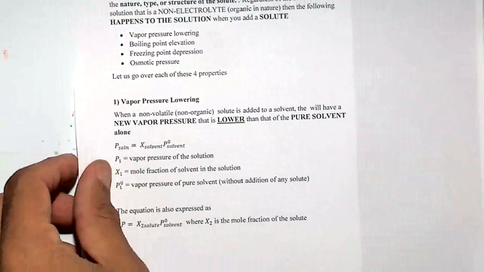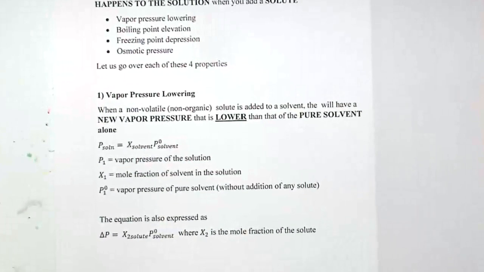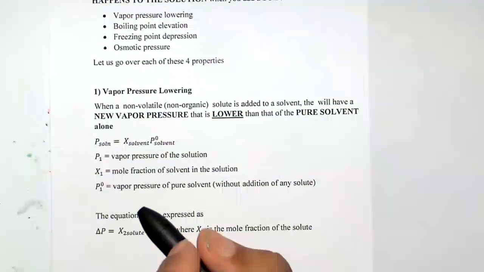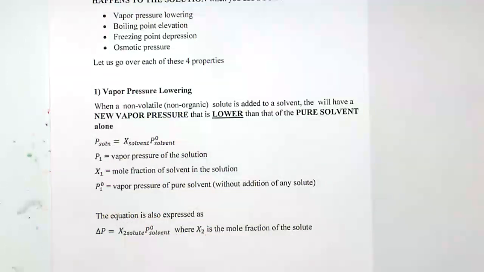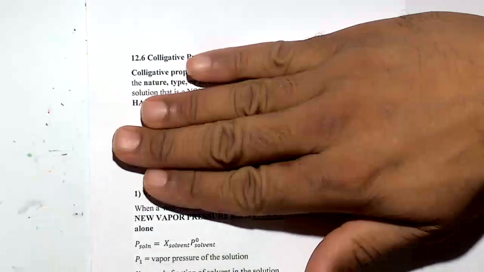All right, and let's talk about colligative properties. This is something we mentioned at the very beginning of this chapter. Can anybody name the 4 colligative properties? What happens if you add a solute into a solvent and make a solution? What 4 things happen? Anybody can name the colligative properties?